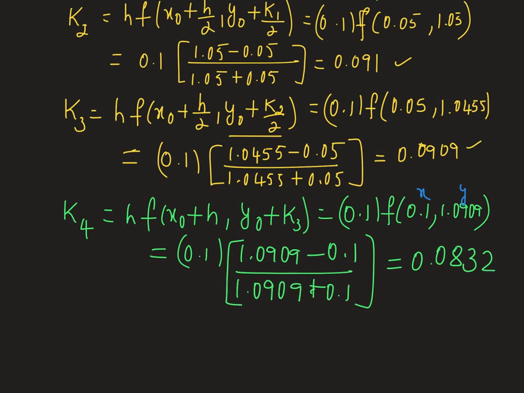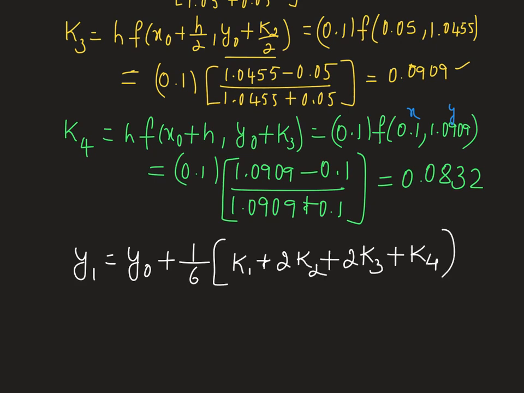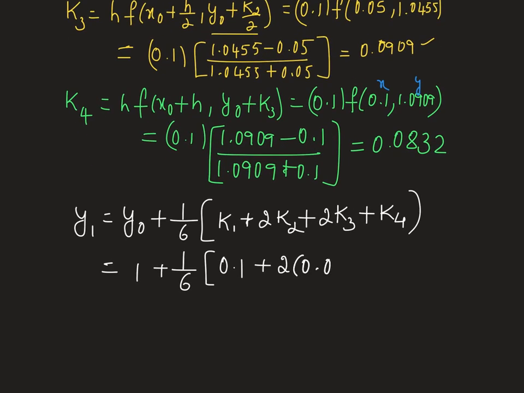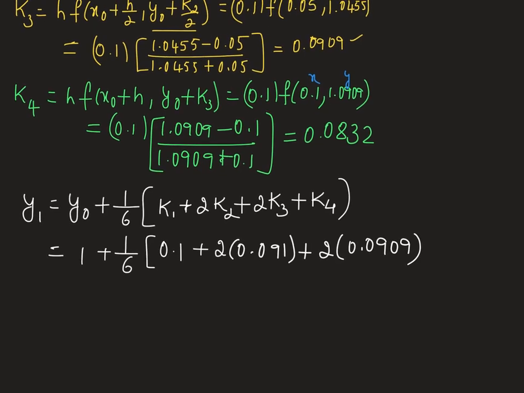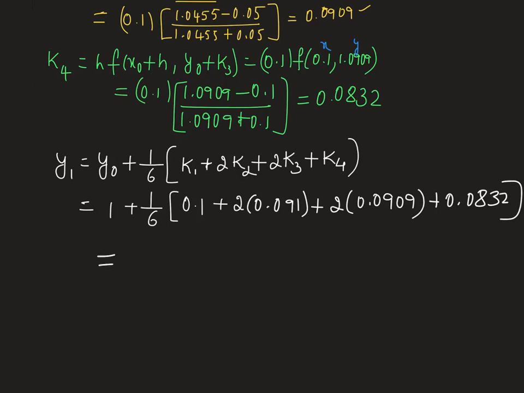Now after finding all the k values, we find y1. So y1 is y naught plus 1 by 6 times k1 plus 2k2 plus 2k3 plus k4. Where y naught is 1, 1 by 6, k1 is 0.1 plus 2 times k2, which is 0.091, plus 2 times k3, which is 0.0909, plus k4, which is 0.0832. Doing the calculation we get approximately 1.0911. So this is y of 0.1.